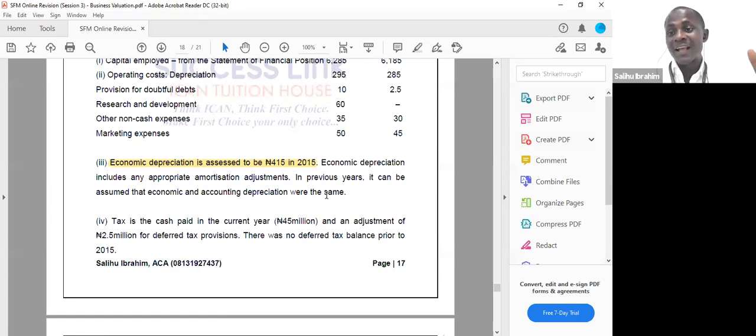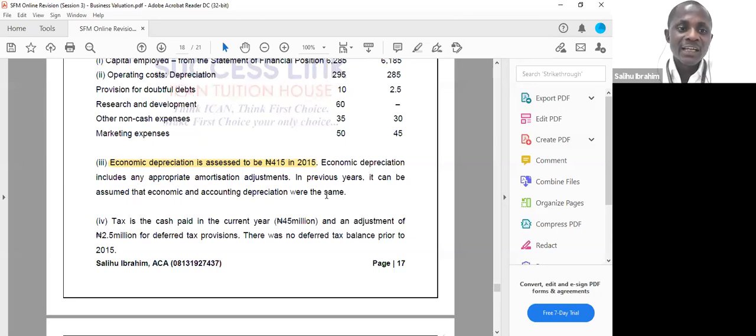Okay? EVA does not recognize accounting depreciation. Where you have accounting depreciation, it has to be added back to profit. We have explained this in detail in our introduction to the topic. Now, in place of accounting depreciation, then you charge your economic depreciation. And you can see the information here. Economic depreciation is assessed to be 415 million in 2015. Okay?